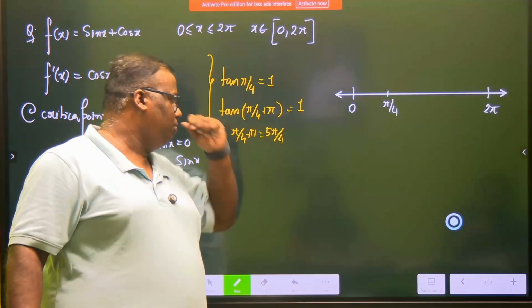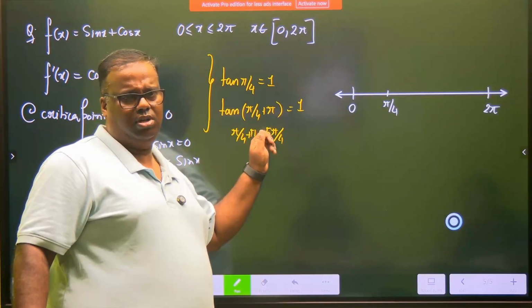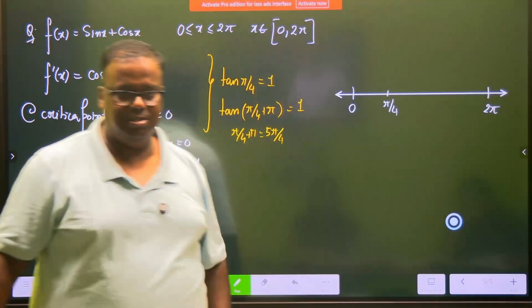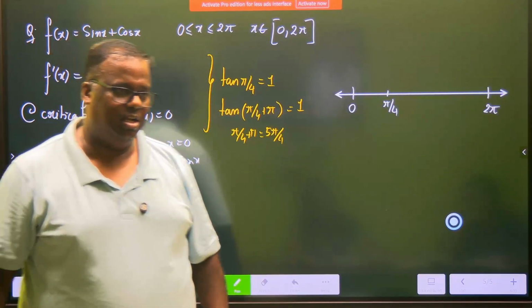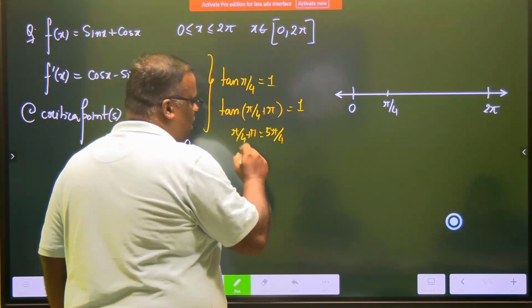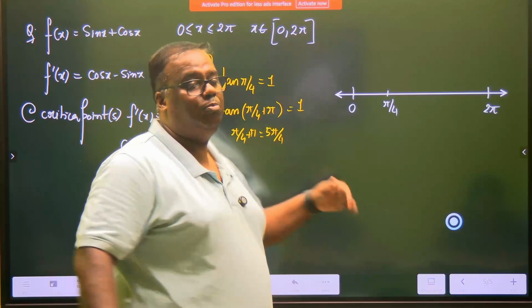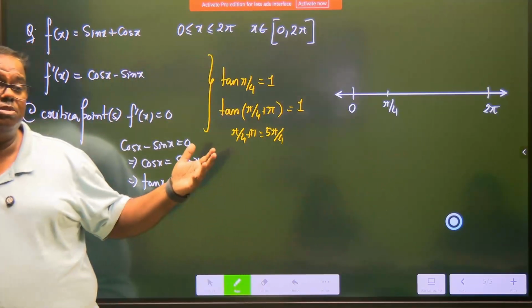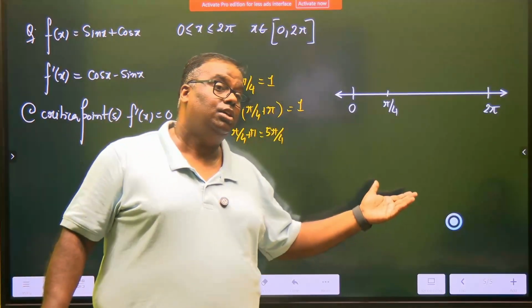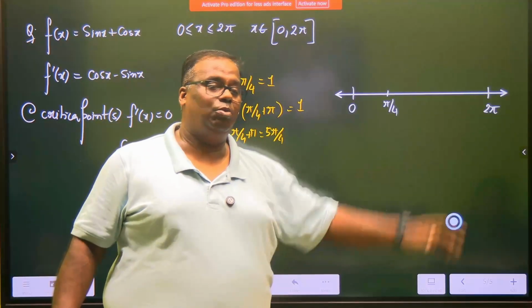5 pi by 4 means 1 point something pi. That means you are inside 2 pi. Did you understand? If you add another pi it should be the same. Let's say if you add 5 pi by 4 plus pi, how much does it become? 9 pi by 4. 9 pi by 4 is more than 2 pi. So that point does not come.